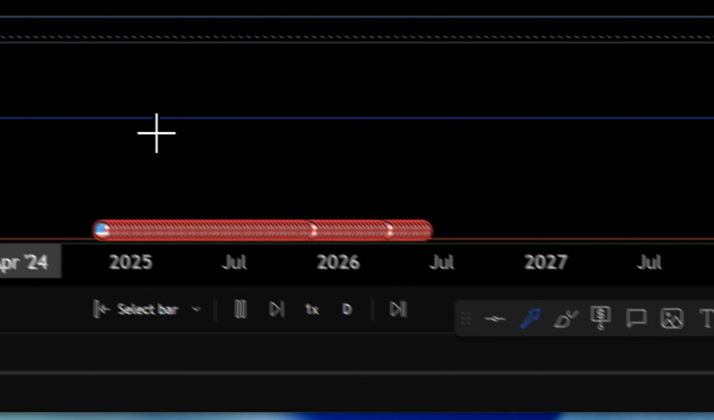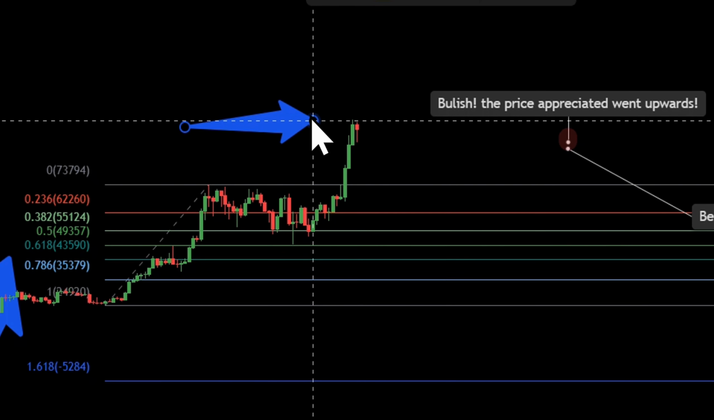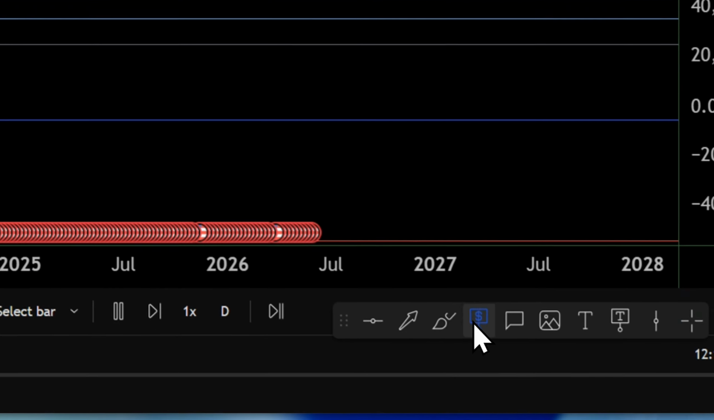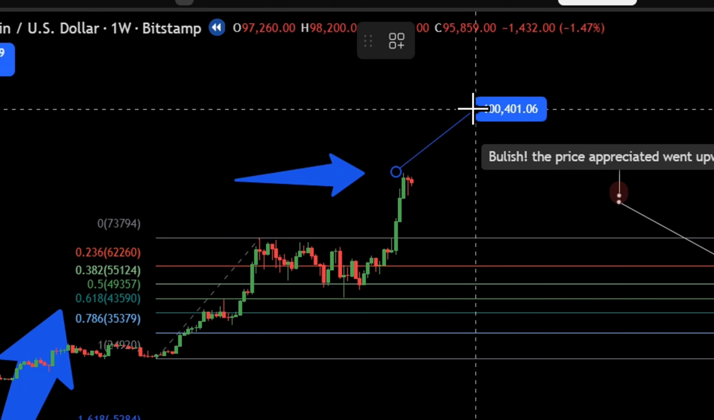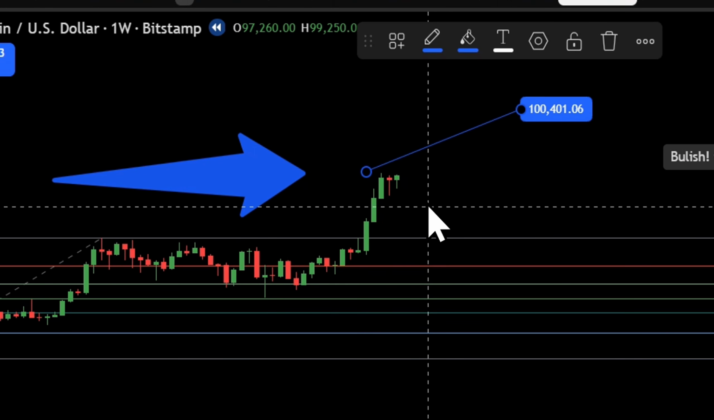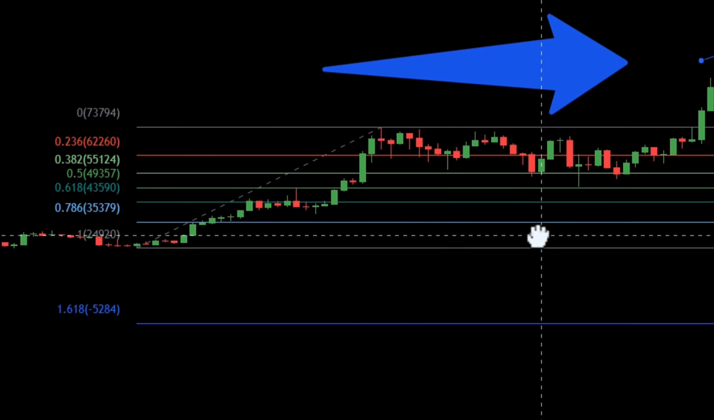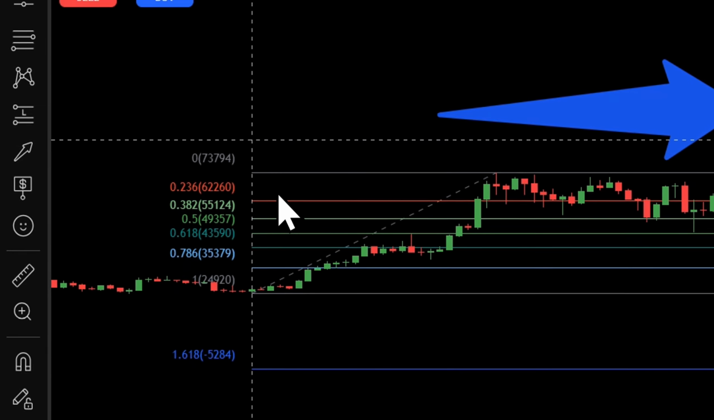Let's see it in action. Now let's look at a practical example. Notice how the indicator automatically identifies a recent swing high and swing low. Once those points are selected, all Fibonacci levels are drawn instantly.